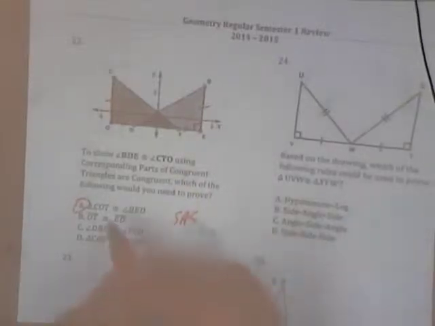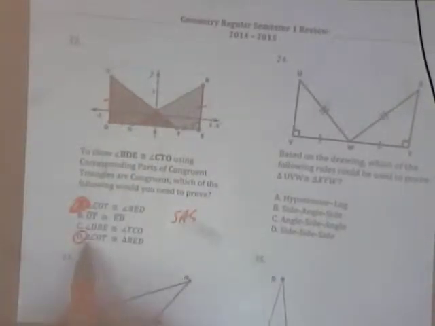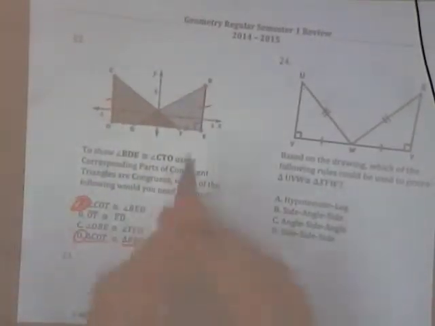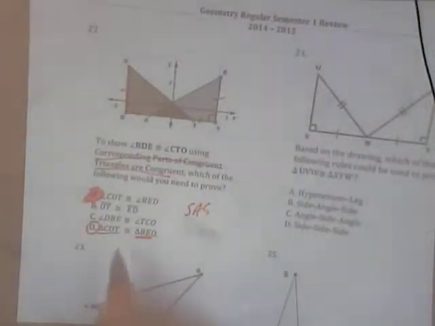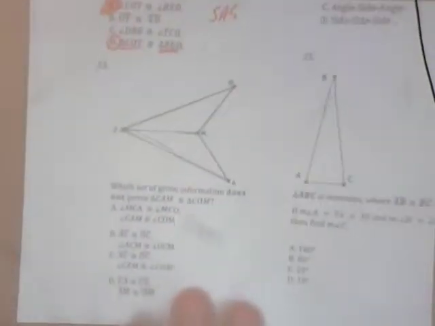Oh. The answer is D. They want you to actually prove the whole triangle is congruent. They're telling us this. Before we can use CPCTC, we've got to prove the 2 triangles congruent, just like I told you. So right before CPCTC, you got to have 2 triangles congruent. 23.